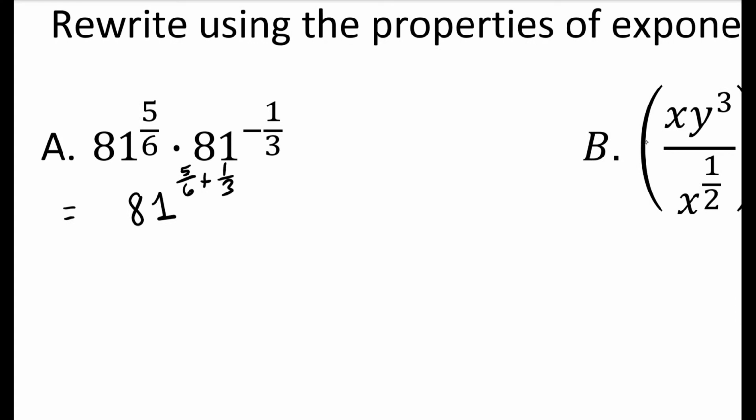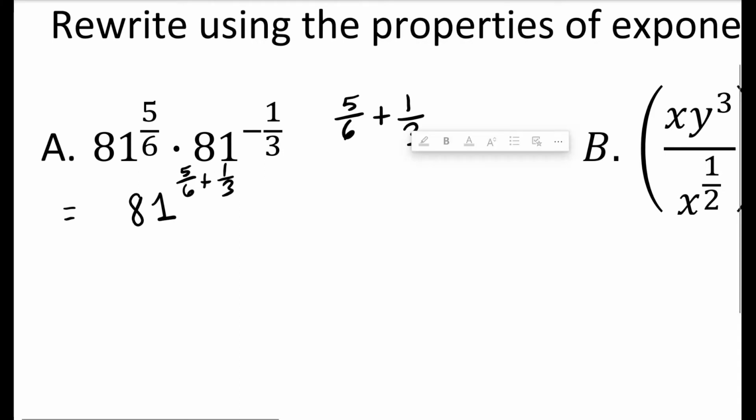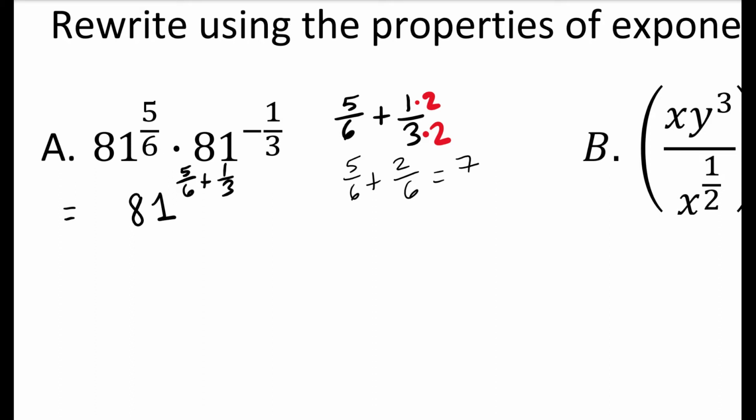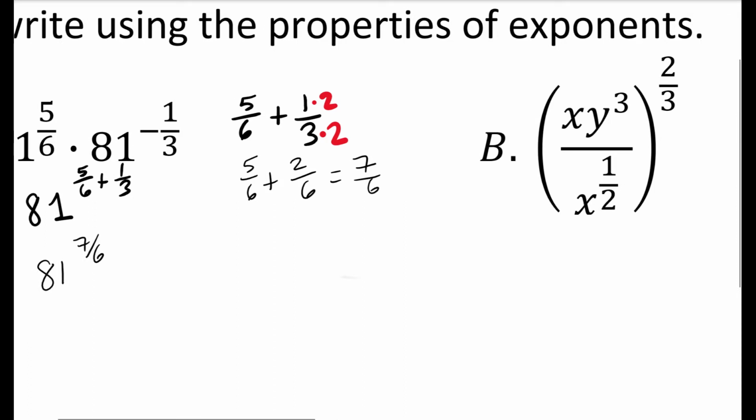I'm going to do that off to the side here. I have to add those two fractions together, so we might as well get that work out of the way. We need a common denominator, and the common denominator here is 6. So I need to multiply this by 2, and whatever I do on the bottom, I do on the top. Now I have 5 over 6 plus 2 over 6, which is 7 over 6. So there's my fraction. Now I can rewrite this as 81 raised to the 7 over 6 power.